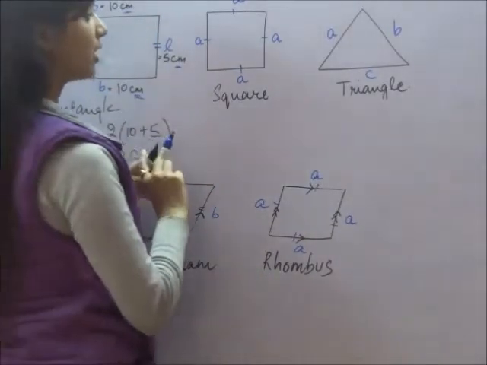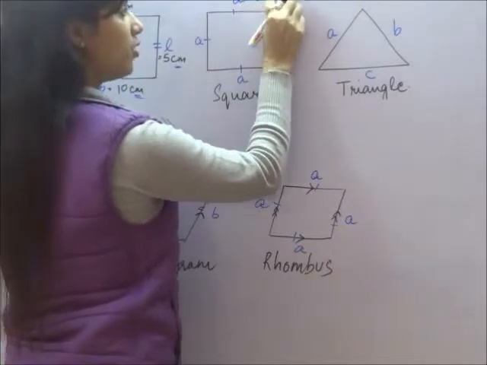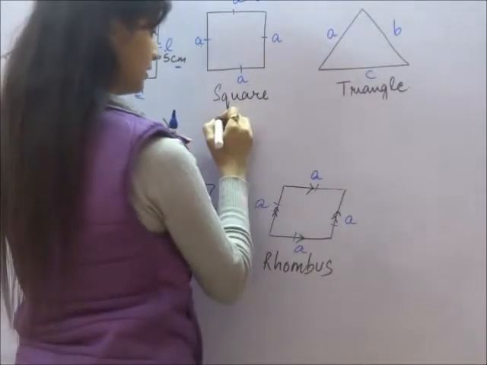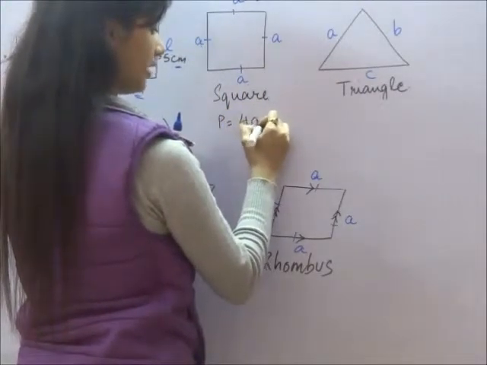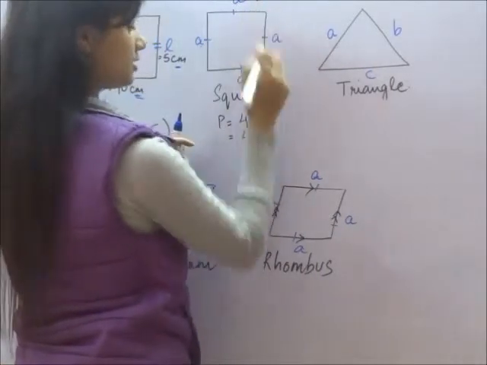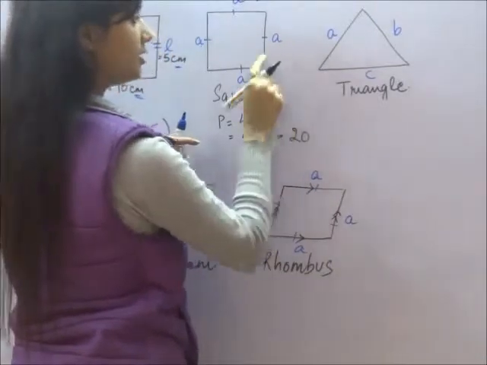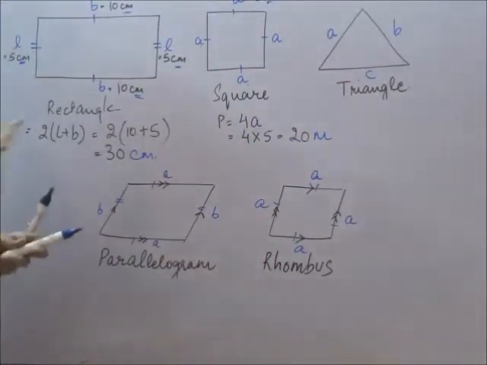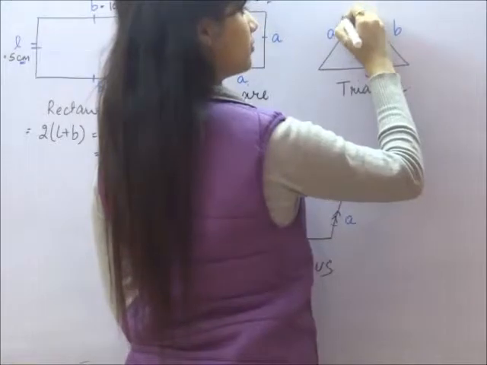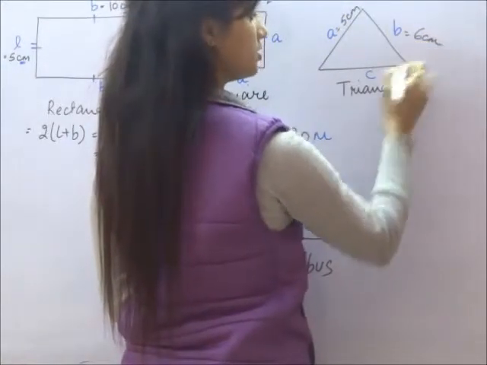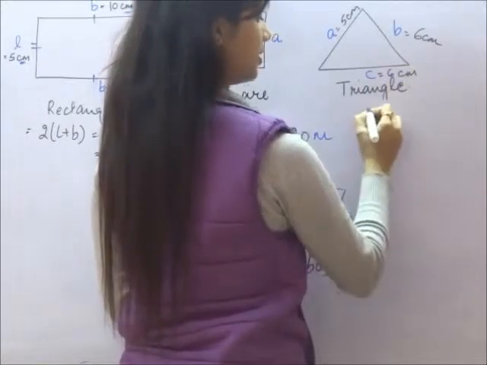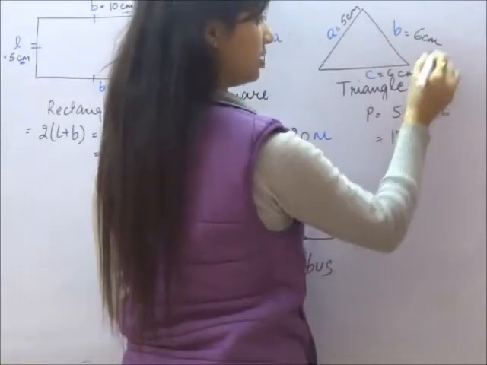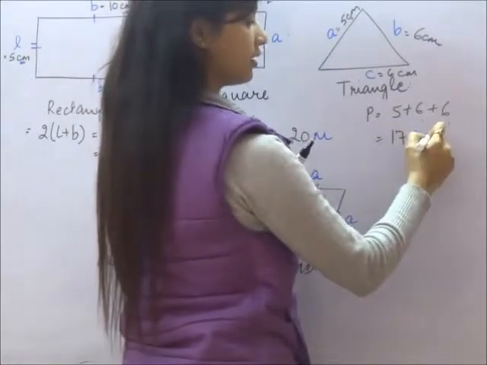Moving on to the square. If A was, say, 5 meters, so all these are 5 meters, 5 meters, 5 meters. Basically, as we had seen, it is 4A. So 4 into what is A in this case? 5, which will be 20. And the unit would be meters. Very important. Coming on to the triangle, say A was 5 cm, this was 6 cm, C was again 6 cm. So the perimeter would be 5 plus 6 plus 6, 12 plus 5 becomes 17. But again, the unit is centimeter.